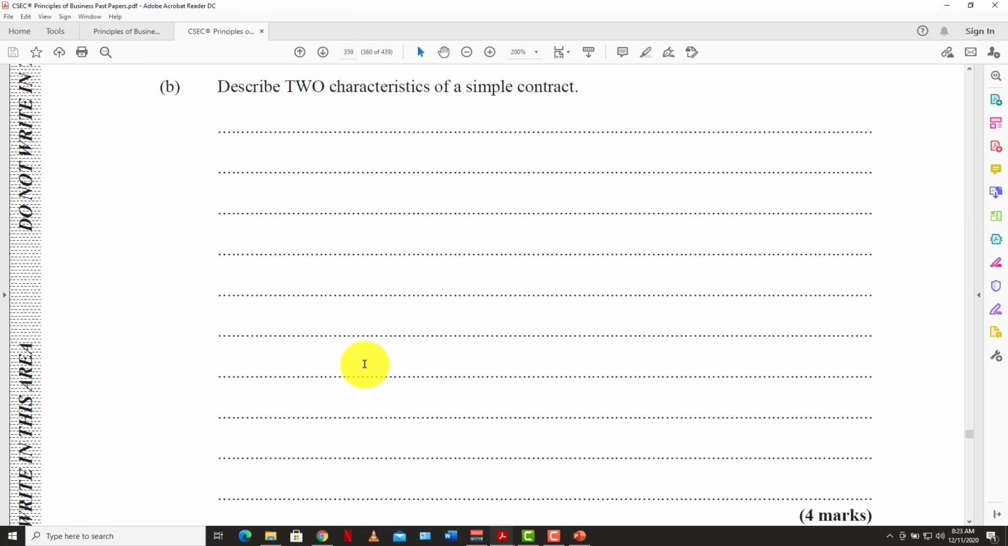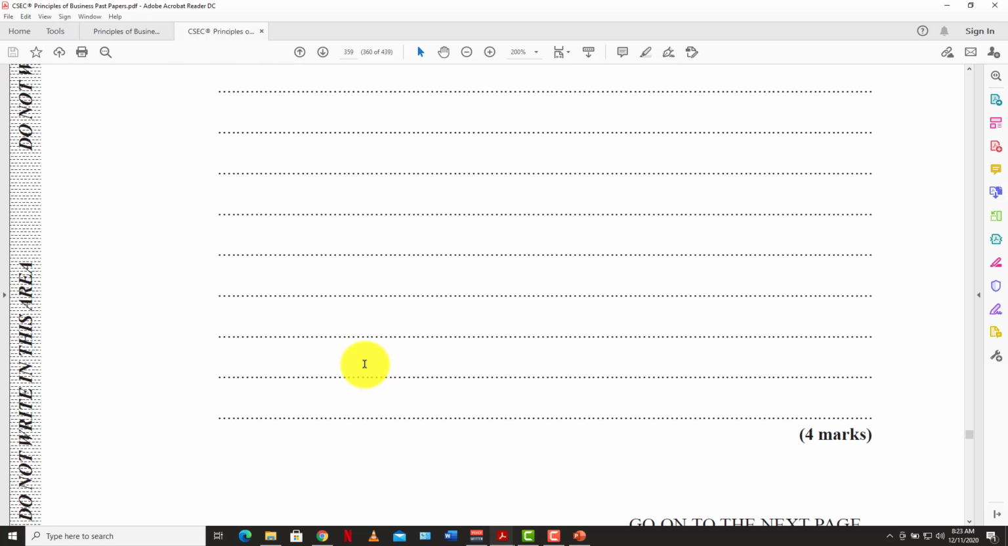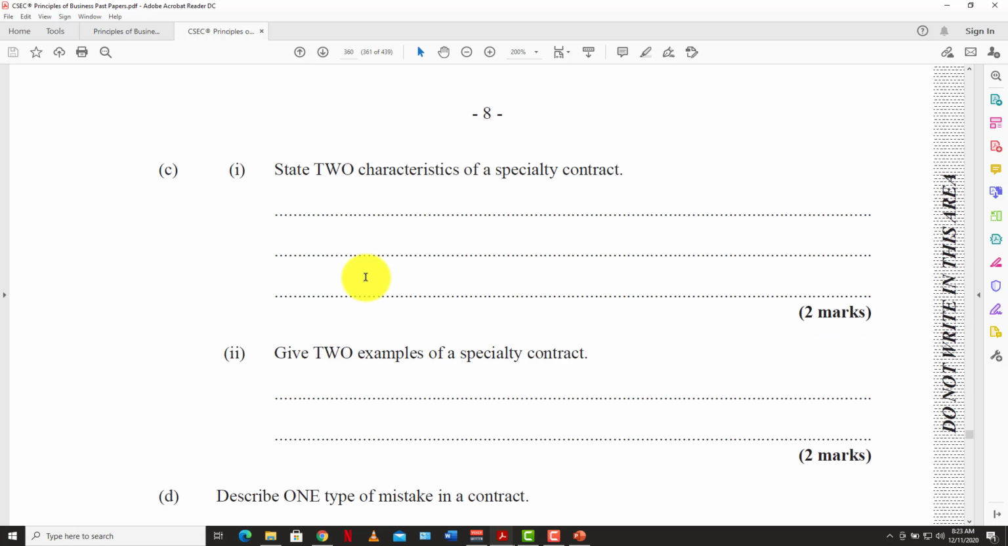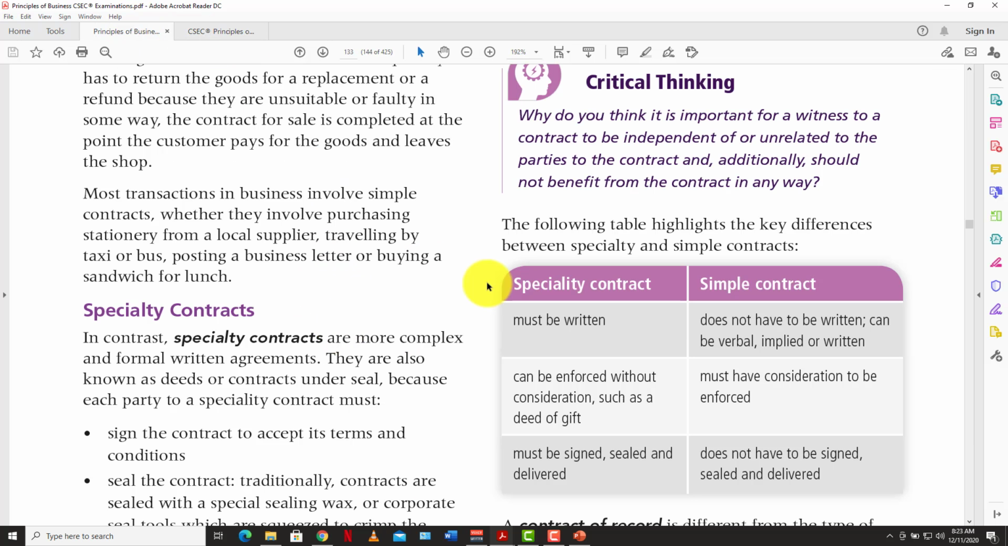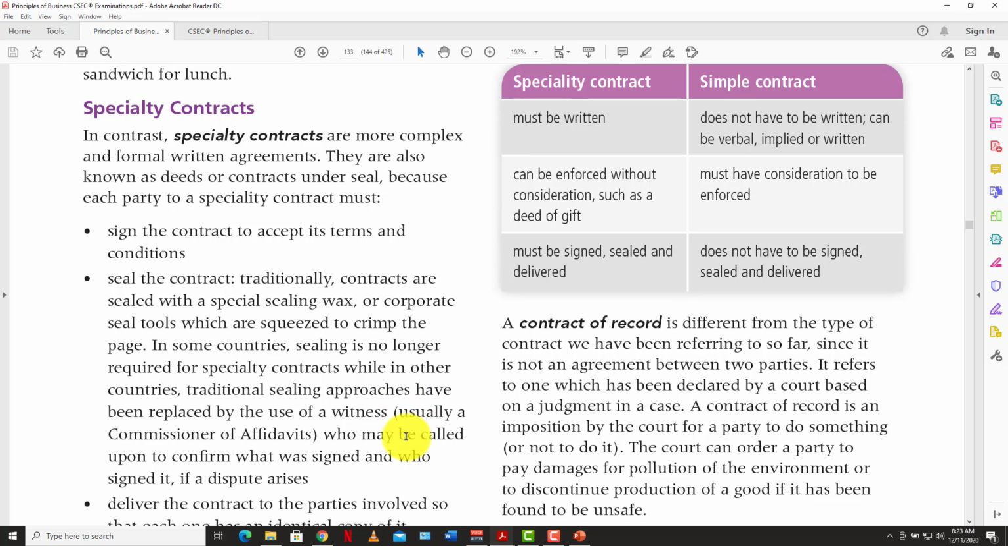Then the other question, you describe any two. Right, the other question is asking, state two characteristics of a specialty contract. Two characteristics of a specialty contract. And so we have a specialty contract right here. Must be written, cannot be enforced without consideration, such as a deed of gift. Can be enforced without consideration, such as the deed of gift, must be signed, sealed, and delivered. So those are characteristics of the specialty contract.